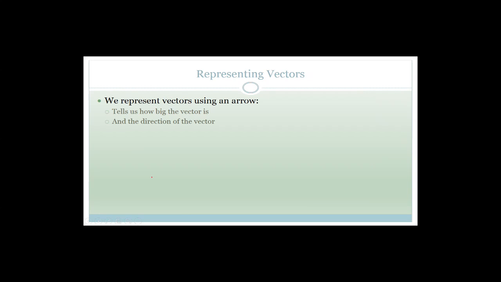Right, so let's talk a little bit more about vectors, because up to now, we've mainly spoken about scalars. Now we're going to start working with vectors. So we represent vectors using an arrow. The arrow tells us how big the vector is and the direction of the vector. So you need to realize that the bigger the arrow, the bigger the vector, okay? And the shorter the arrow, the shorter the vector, right?